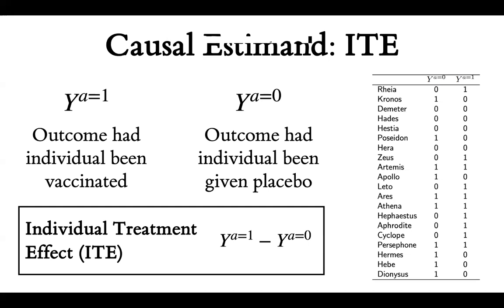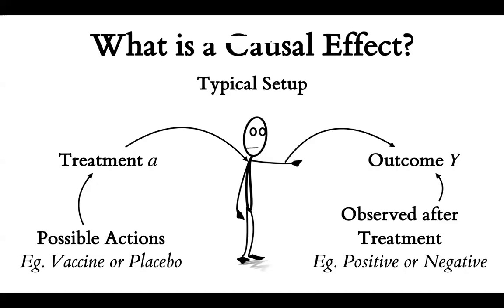One is this Y here, the outcome Y. This is an observed outcome. So this is something that happens in the real world, and I see it and I make note of it. So it's an observed value.